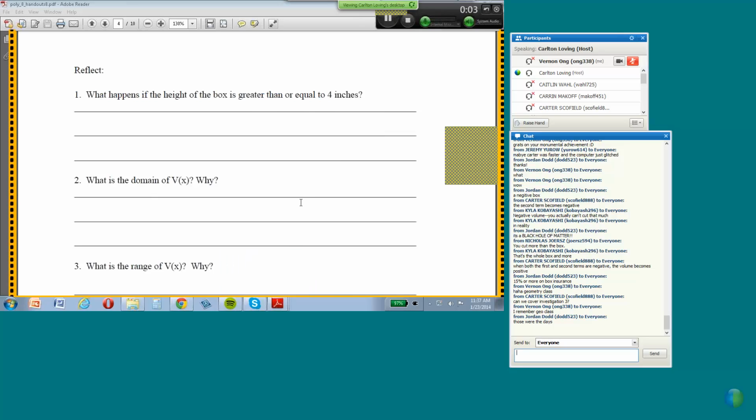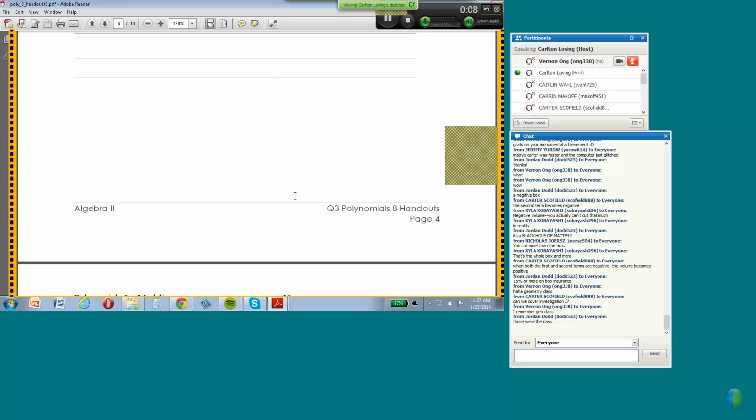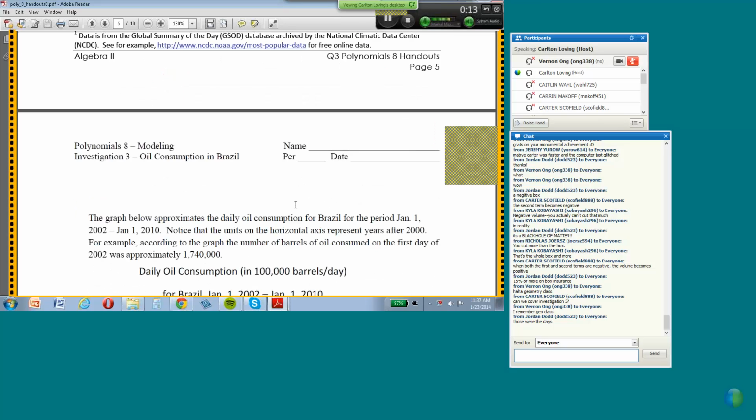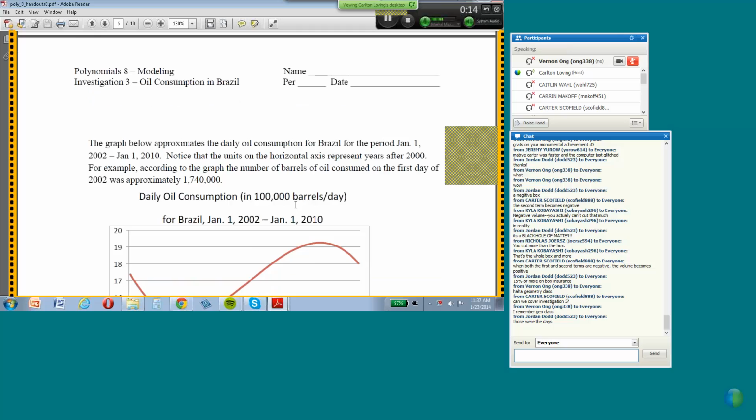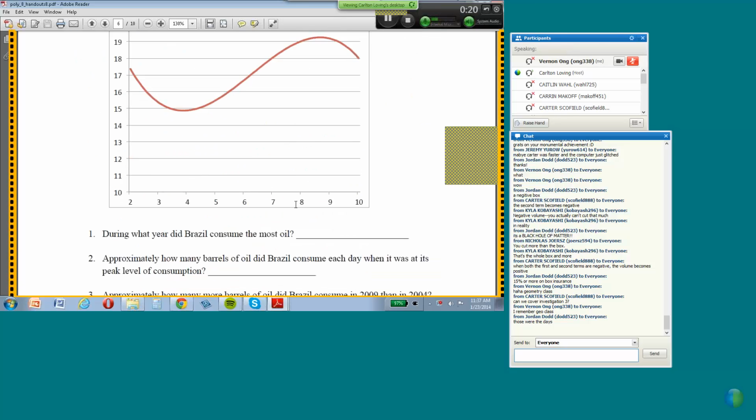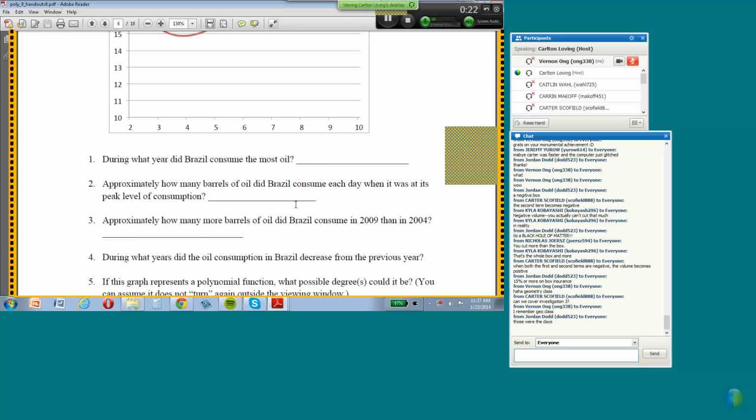Okay. Carter saying, can we go over investigation 3? I was going to leave investigation 3 for you guys, oil consumption in Brazil. Oh, I can see why you're wanting to look at it, though.